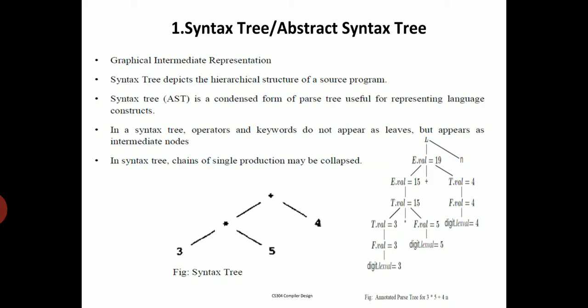But in the case of abstract syntax tree, the parse tree will be compressed, or the condensed form of the parse tree will be used in syntax tree. In the case of syntax tree, the leaf nodes will be numbers or identifiers, but the key intermediate nodes will be operators or keywords. Also, when we convert the parse tree into syntax tree, the single chain production will be collapsed. That is shown as an example here.